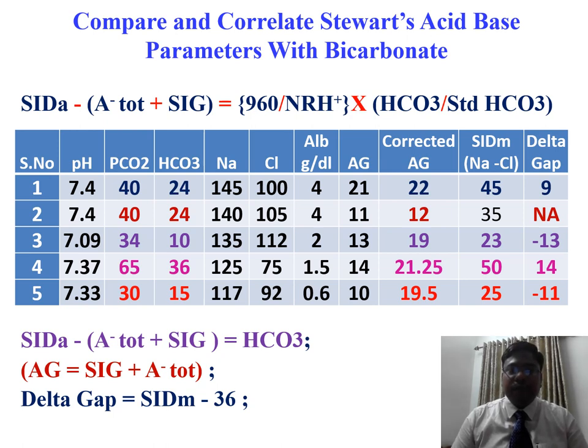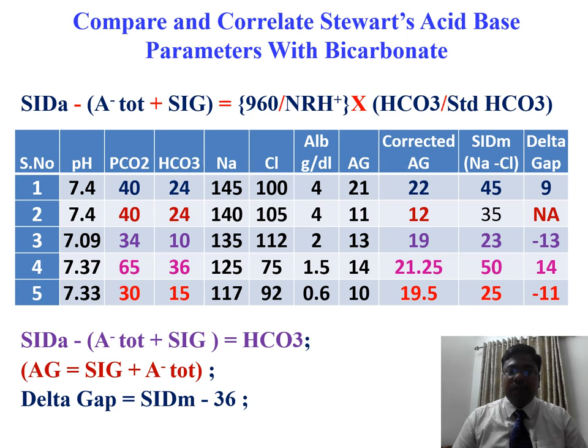If you look at the first example, sodium minus chloride, 145 minus 100, the main strong ion difference is 45. Normally it can be from 34 to 38. So the main strong ion difference is increased. I told you the strong ion difference and NRH plus are inversely related. So if strong ion difference is increased, it denotes metabolic alkalosis. So in this case, the anion gap is elevated, and the metabolic alkalosis component is also present. In the second case, the corrected anion gap is within the normal range, so delta gap is not applicable. If the anion gap is normal, we need not apply delta gap.